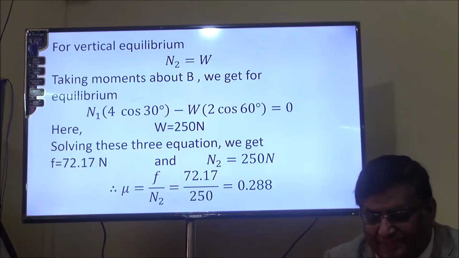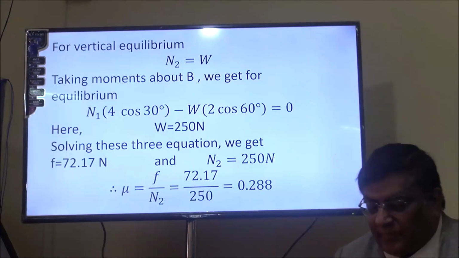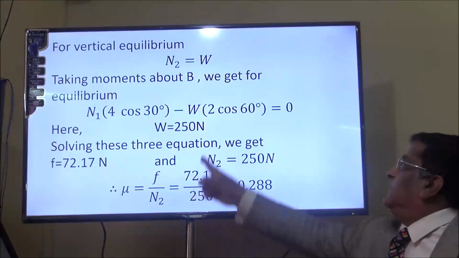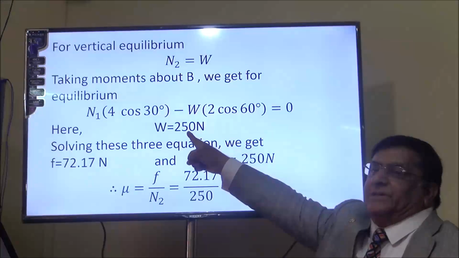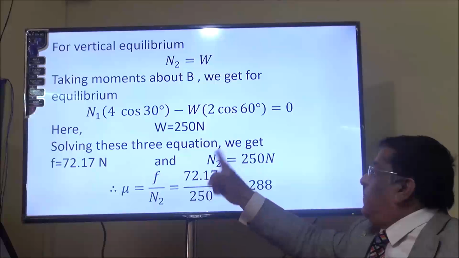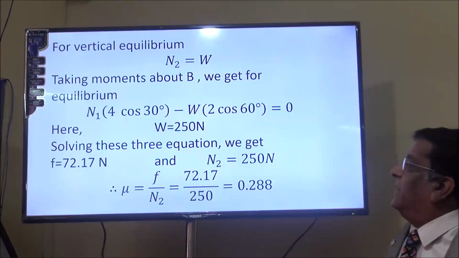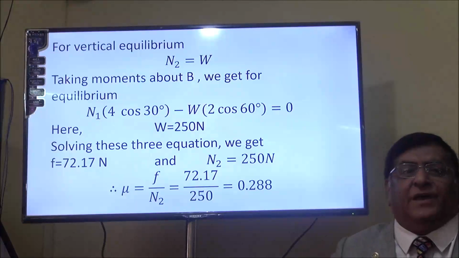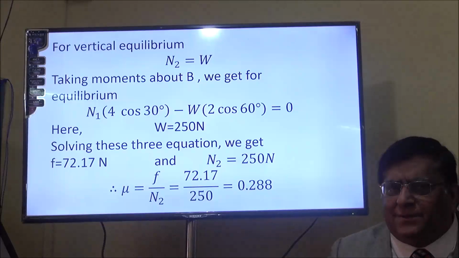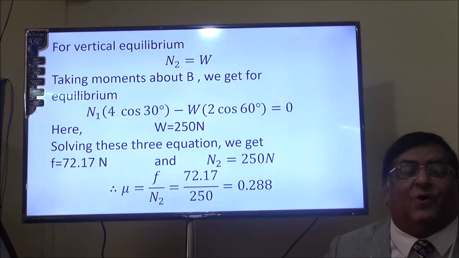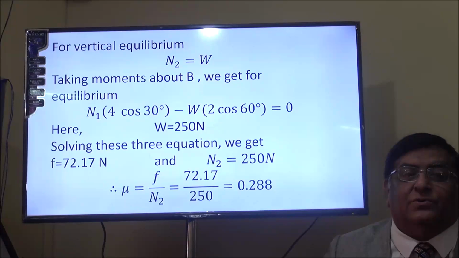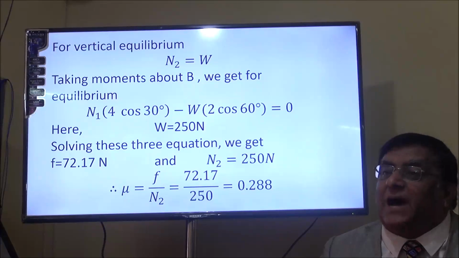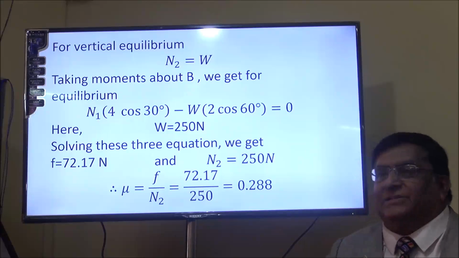You have done it. W is given to us. That is 25 kg, 250 Newton. Okay, you do it and you will get it. Where is mu involved? Yes, N1 was equal to what? Friction. And friction is equal to mu into R. What is R? Yes, that is known to you.